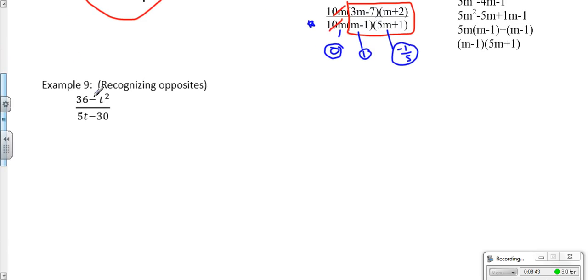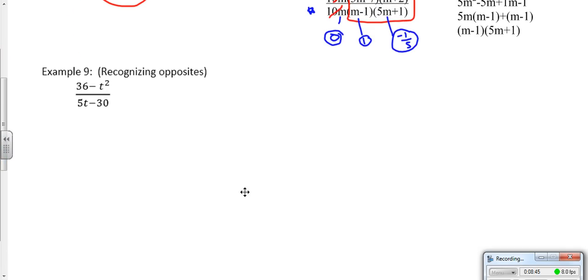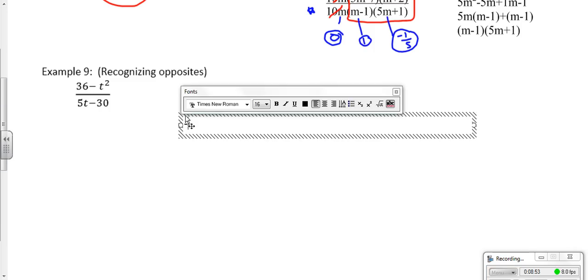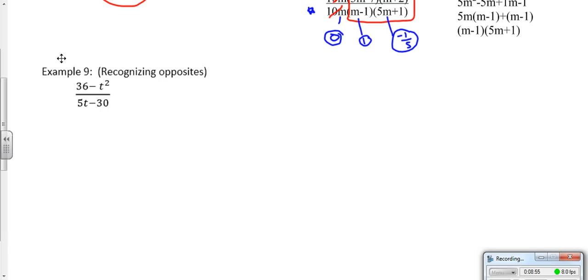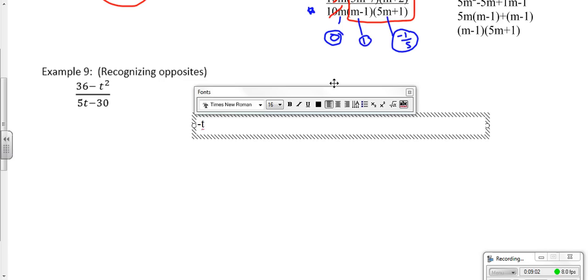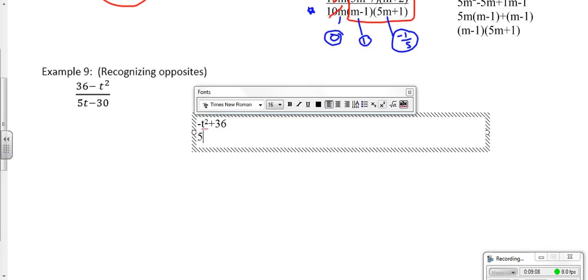Opposites. Alright, let's take a look at this one. So in looking at this one, we should recognize that if I rewrote this, I would get a negative. So let's rewrite that, and sorry for the interruption there. We would get negative t squared plus 36 all over 5t minus 30, and that's okay.